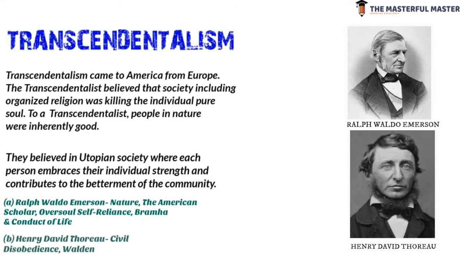Transcendentalism came to America from Europe. The transcendentalists believed that society, including organized religion, was killing the individual's pure soul. To a transcendentalist, people in nature were inherently good. They believed in a utopian society where each person embraces their individual strength and contributes to the betterment of the community.